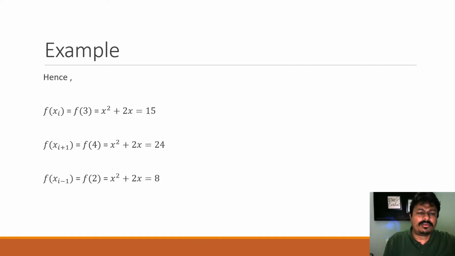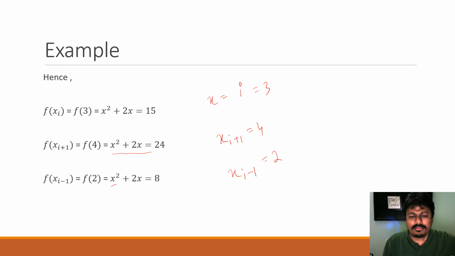So accordingly, what we have done is we have found out the value of the function at x equal to i, which is 3 in this case. So it will come 9 plus 6, 15. And then we have found out the value at xi plus 1, that is 4, right? 4 squared is 16 plus 8 is 24. And value at xi minus 1, that is 2. So 2 squared is 4 plus 2 into 2, 4, 4 plus 4, 8. Okay.